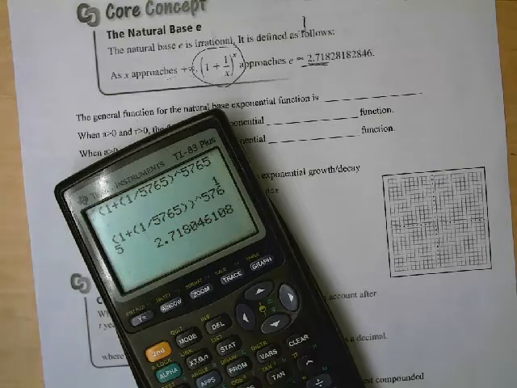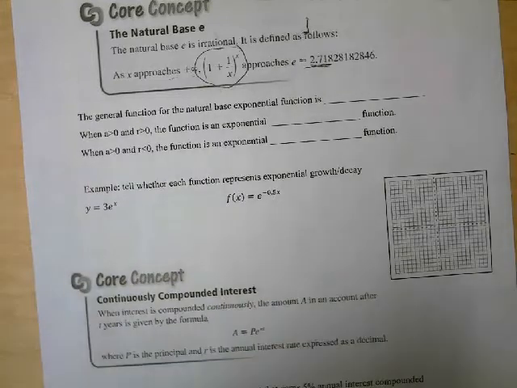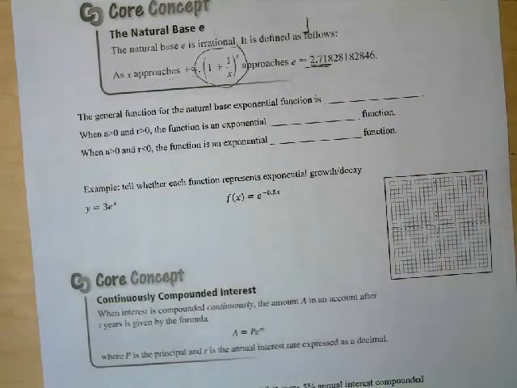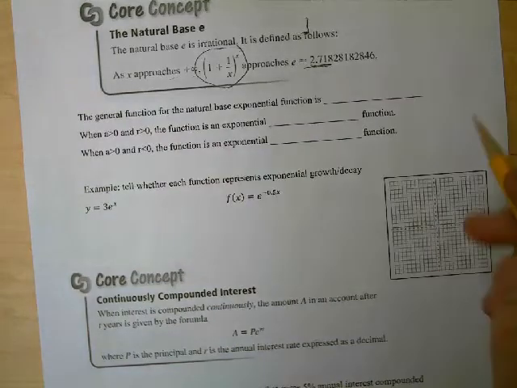E is an irrational number. It's going to keep going on forever and ever. It's never going to stop. It's a lot like pi. It operates the same way. So that's E. Sometimes we use E in functions as well.